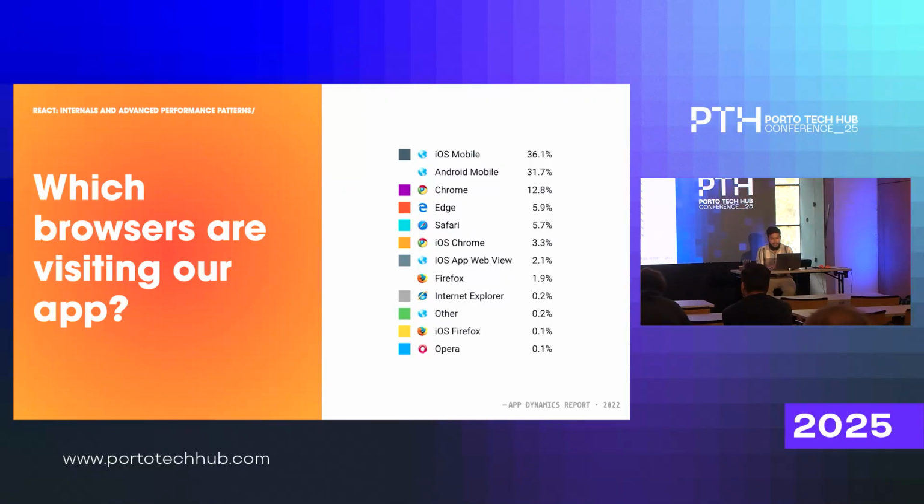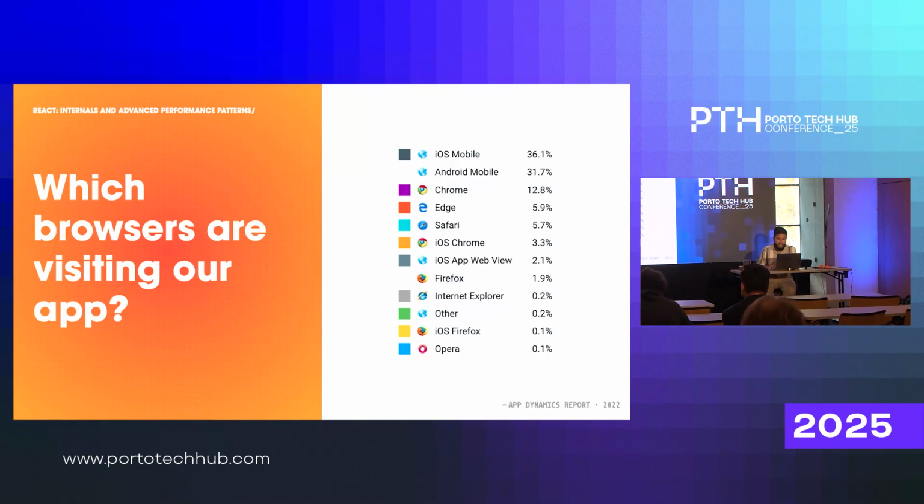This is a screenshot from a few years ago when I was checking our real user monitoring of the app I maintain. I was checking all the list of browsers that had visited that app in the last month. The first ones were a bit obvious, so definitely iOS and macOS with Safari. There was Chrome, there was Edge, and then mobile versions of these browsers. But as I went down and down, I started seeing something like Internet Explorer and Opera.